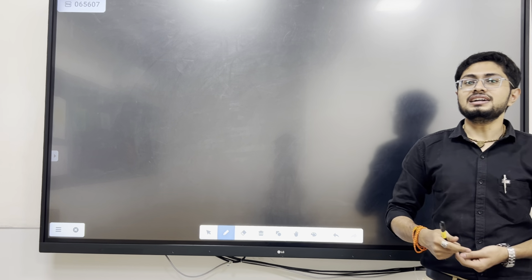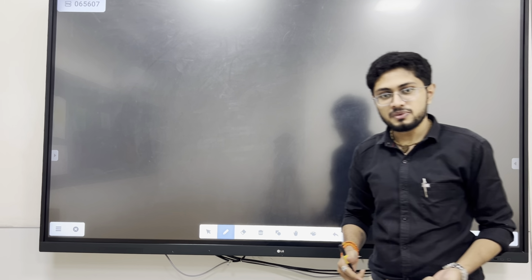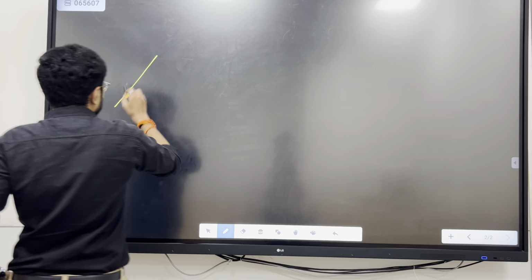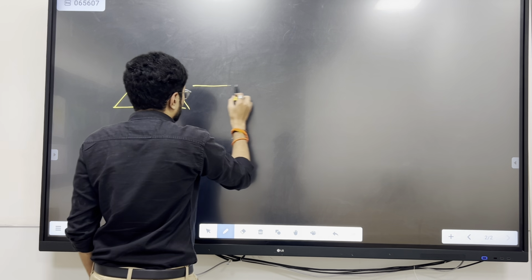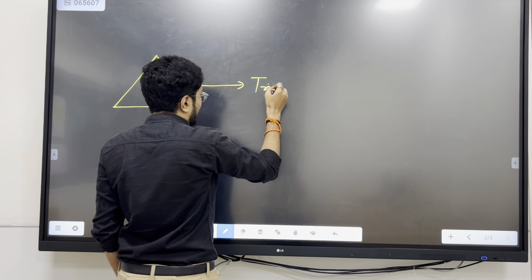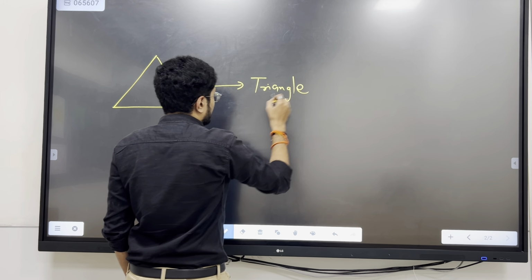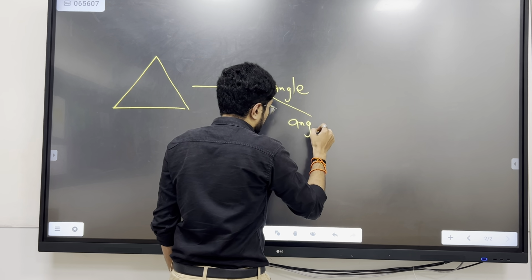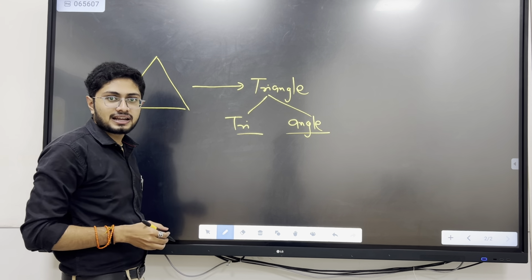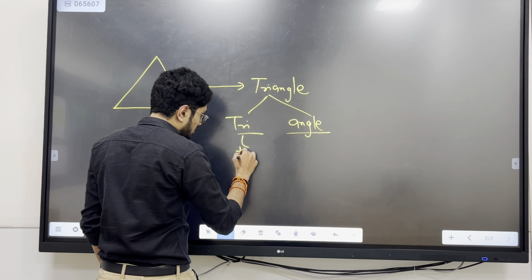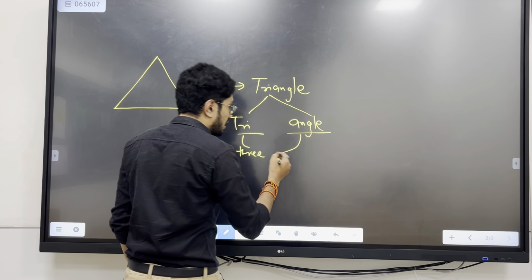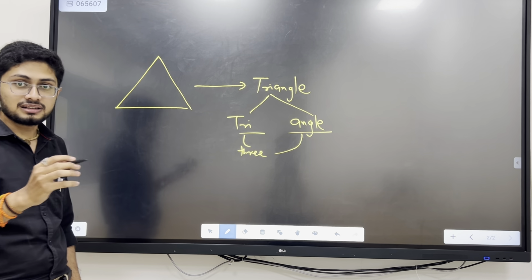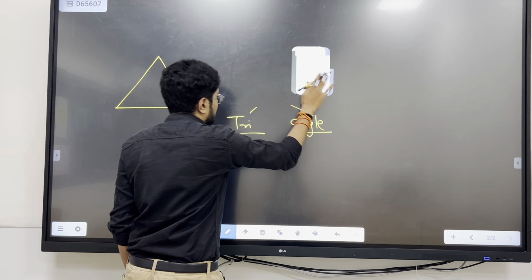So let's start with the triangle, the basic shape, which is a three-sided and closed figure. Okay, a three-sided and closed figure. The word triangle is made of tri and angle, where tri means three and angle means angle. So a closed figure which has three angles is known as a triangle.